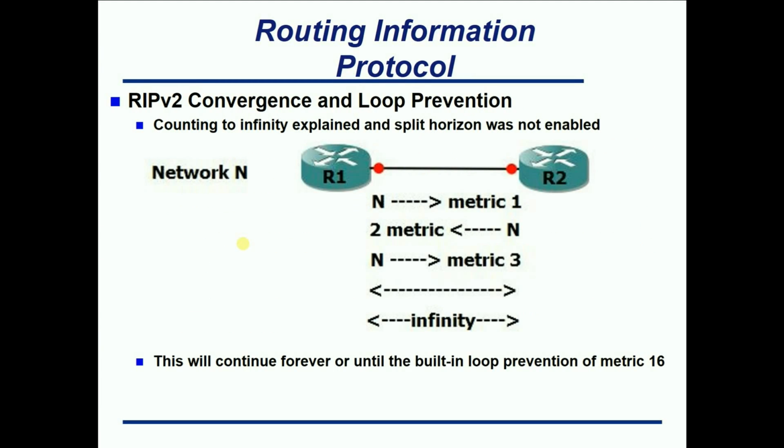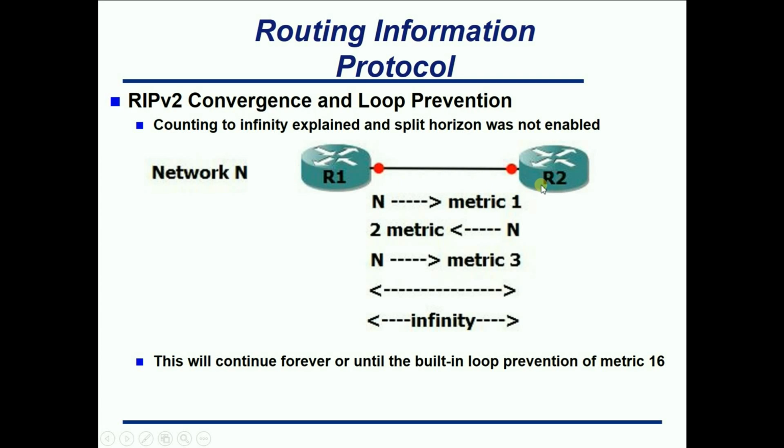Here is how counting to infinity happens, especially when split horizon is disabled or not enabled. In this little topology, network N is over here. Router 1 will advertise this network to router 2 with a metric of 1. Then, without split horizon enabled, router 2 is going to send it back to router 1 with a metric of 2, and then it goes back and forth.